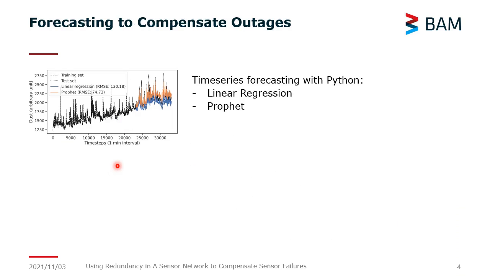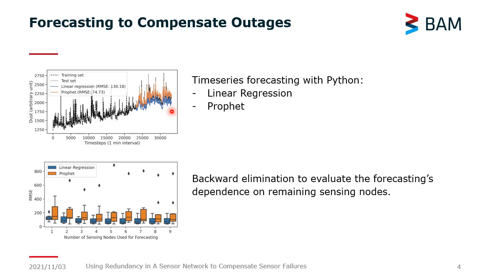We then built multiple machine learning models. Here you see the time series for one sensing node. This is the data that we used for training of the models. And then you see linear regression and Prophet forecasting model compared against the test set.